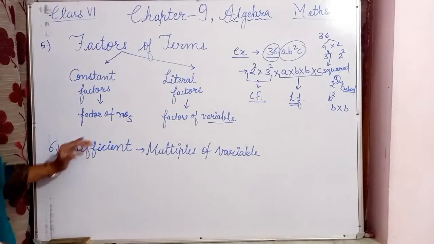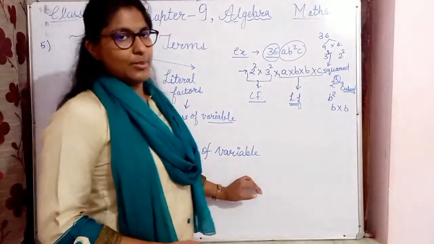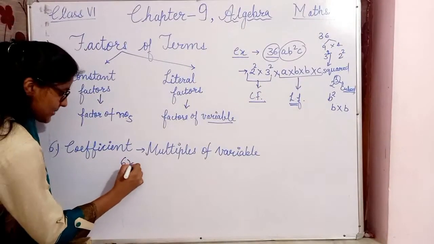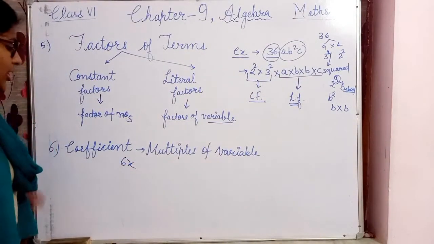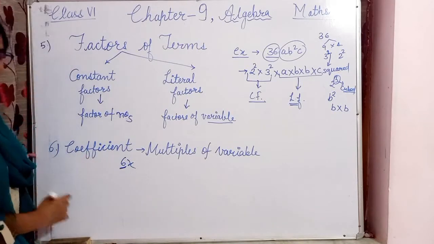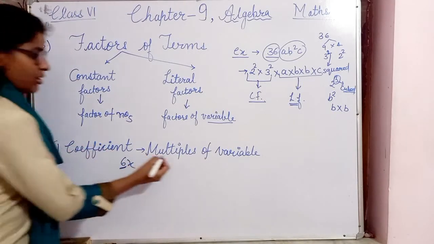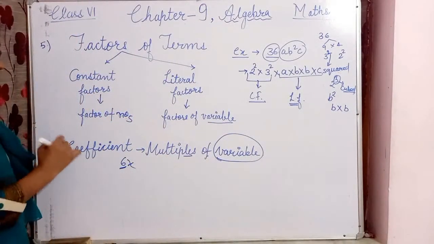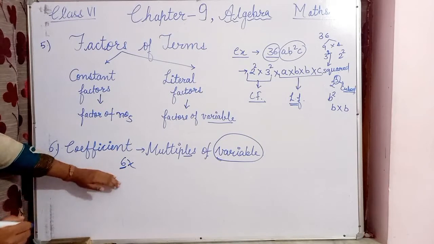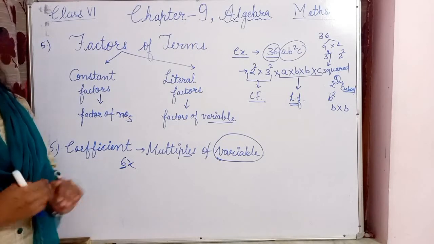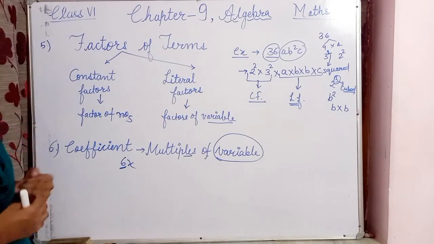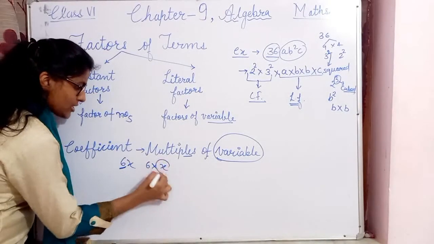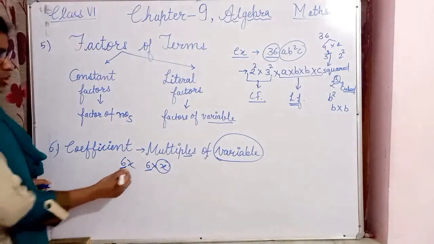That is coefficient. Coefficient means multiples of variable. I am writing 6x. Here you can see this 6 is a multiple of the variable. If I ask, in this algebraic term, what is the coefficient of x? See here, 6 into x. What is the multiple of this x? 6. So 6 is your answer.